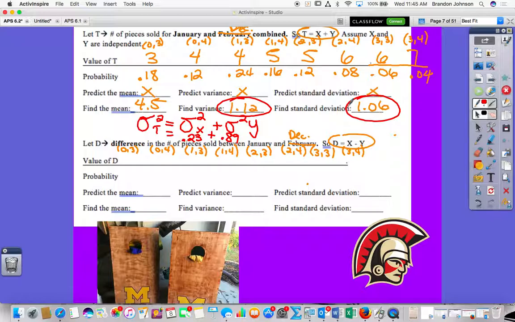We're gonna take x and subtract y. What happens now? Okay. So this time we just take 0. These are the different possibilities. 0 minus 3 is -3 with the same probability. Okay. -4, same probability, 0.12. 1 minus 3 is -2, same probability, which is 0.24.